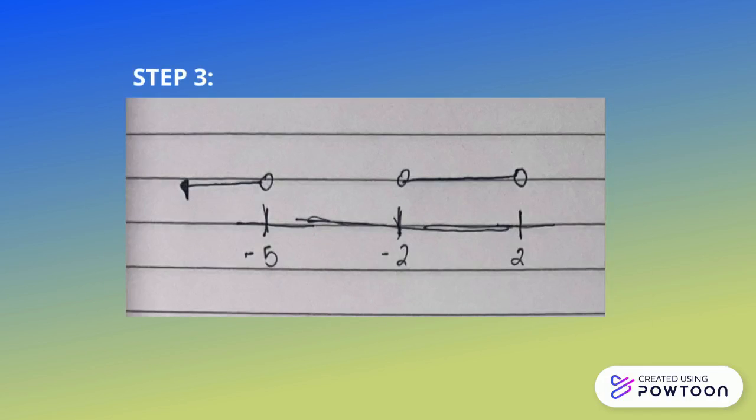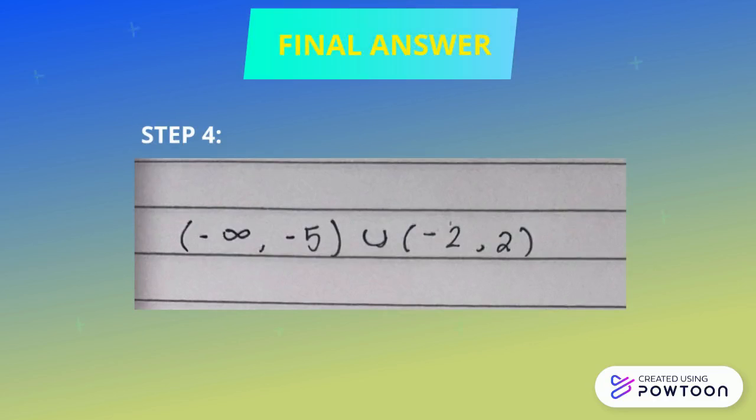The next step is to make a sign analysis chart. Use the sign analysis chart to determine which sections satisfy the inequality. In this case, we have less than 0, so we want all of the negative sections. The last step is to use interval notation to write the final answer. So the final answer will be negative infinity to negative 5 union negative 2 to 2.